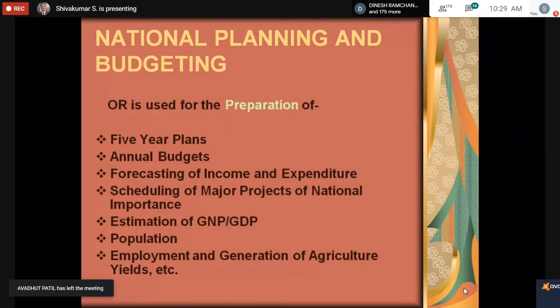I'm not going to take too much time explaining in detail. I'm only going to highlight the major areas in these fields. In national planning and budgeting, OR is used for the preparation of five-year plans, annual budgets, forecasting of income and expenditure, scheduling of major projects of national importance, estimation of GNP or GDP, population, etc. OR is used for the preparation of all these things in national planning and budgeting.